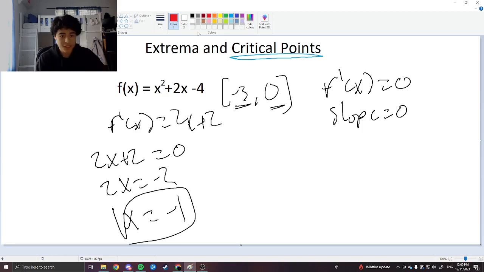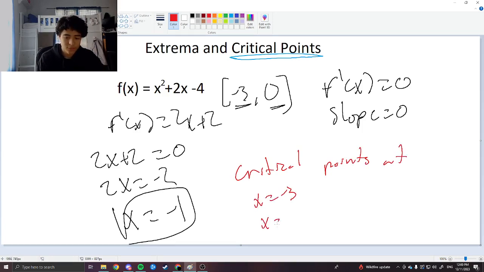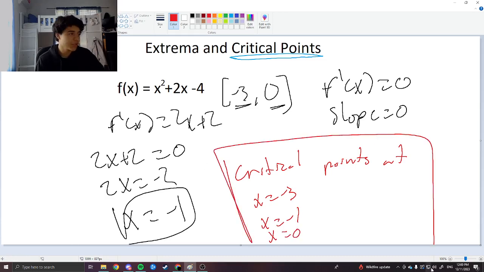Okay. This function has critical points at x equals -3, x equals -1, and x equals 0. So anytime you have a function on an interval, there's critical points at the start point, the end point, and any point where f prime of x equals 0. So that's it for this section. We're moving on.